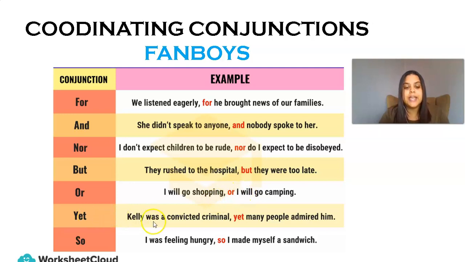Yet Kelly was a convicted criminal, yet many people admired him. And so I was feeling hungry, so I made myself a sandwich. So here we have it, grade 4, some examples of using coordinating conjunctions in a sentence. And here is the list of examples when you are trying to remember or think how you can use a conjunction in a sentence. I hope this makes sense, grade 4.